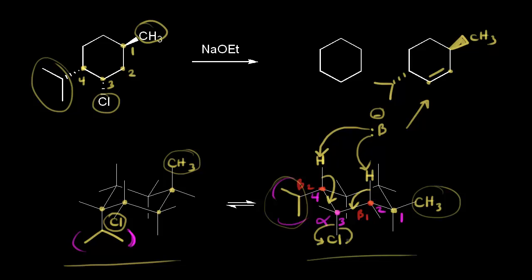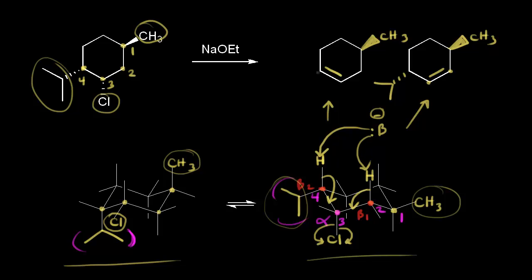If our base took this proton, then the electrons would move into here, and these electrons would come off onto the chlorine. So if we took a proton from the beta 2 carbon, we would form a double bond between carbons 3 and 4. So here's carbons 3 and 4, so I put a double bond in there. I still have a methyl group that's going up at what I called carbon 1, and my isopropyl group is at carbon 4.